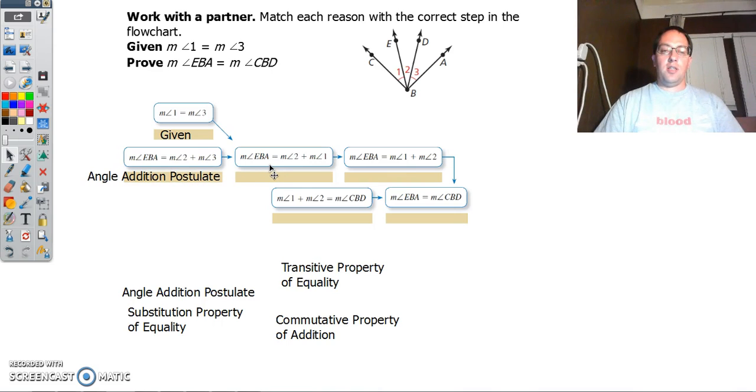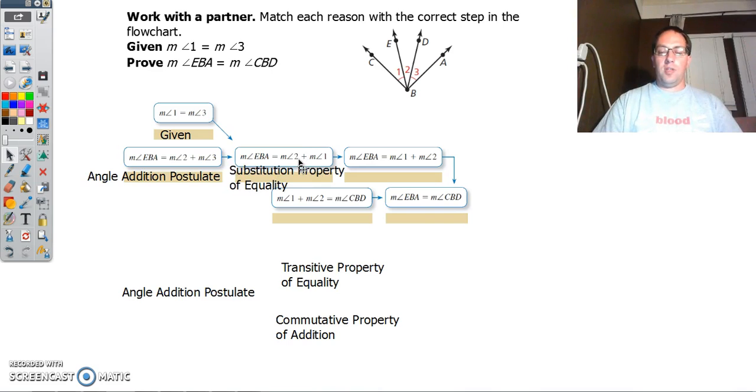Okay, so now we have this next statement. And we see that this is coming from statement number 1 and statement number 2. So we see how we created this statement. This is the measure of EBA equals the measure of angle 2 plus the measure of angle 1. Well, what did they do there? Well, it was 2 plus 3, and now it's 2 plus 1. How did they get the 3 out and put the 1 in? Well, since it's a flowchart, we see, well, that part must have come from over here. Angle 1 equals the measure of angle 3, and if one thing equals another, we can take them out and use them interchangeably. That is the substitution property of equality.